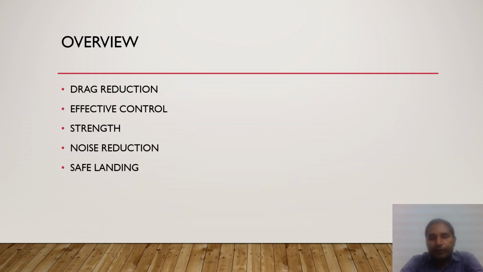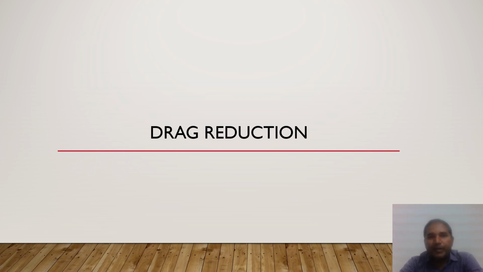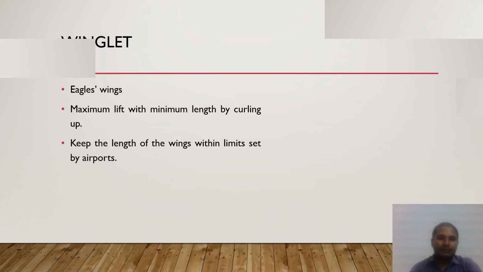The overview of today's discussion is all about drag reduction, effective control and strength, noise reduction, and safe landing. We are going to discuss the kind of materials or ideas that have been taken from the biological environment to solve the problems in aircraft. So we will discuss further. We will start with drag reduction.